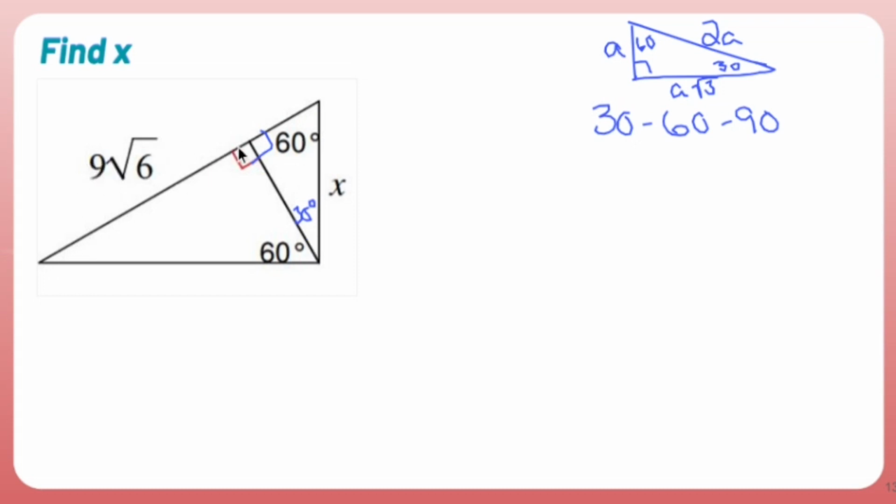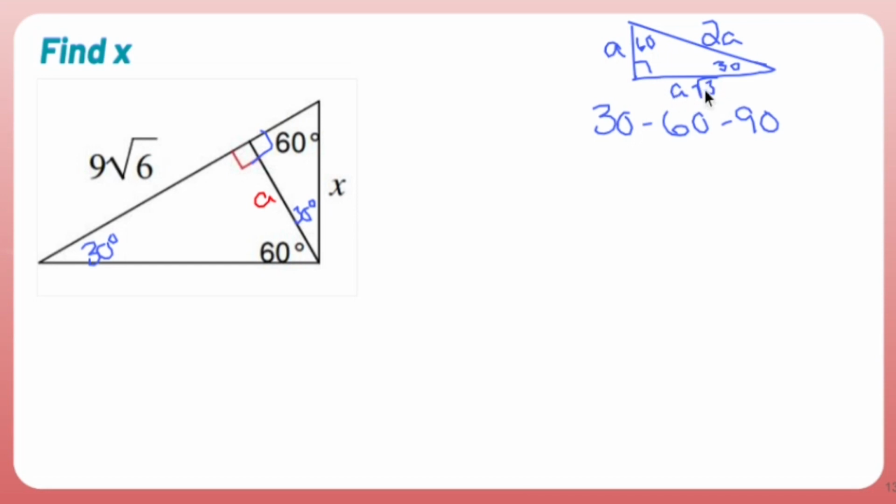My 9 times the square root of 6 is attached to this leg of this right triangle that has an angle of 60 degrees. So that means the other angle is 30 degrees as well. So this is the longer side of a 30, 60, 90 triangle. So what I have to do is work backwards a little bit, to find this side right here.